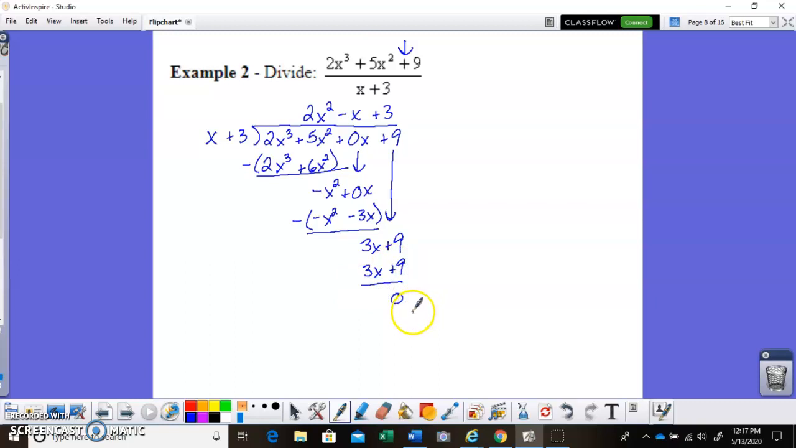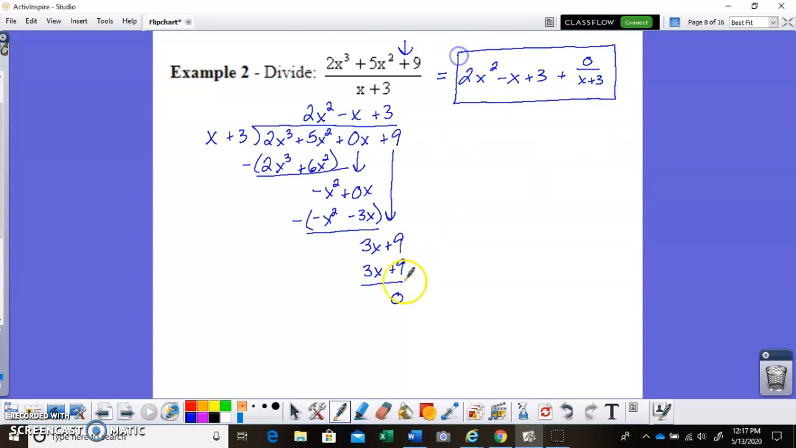Remember, when we have a remainder of 0, what it's telling us is that x plus 3 is actually a factor of that polynomial. So this thing is going to equal 2x squared minus x plus 3 with no remainder, or you could write 0 over x plus 3 to show there is no remainder. That would be your answer. And we can do that check like we did on the last screen, where you actually take this thing and multiply by x plus 3, and you should end up with that numerator there.